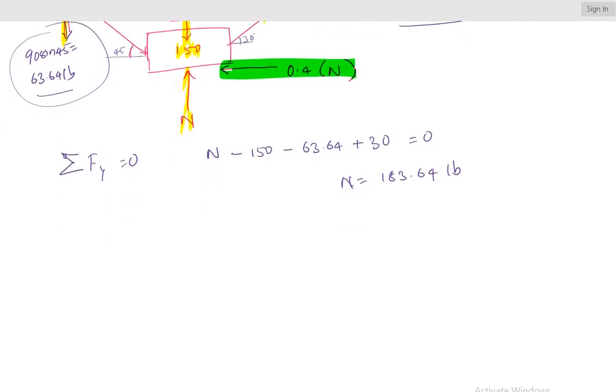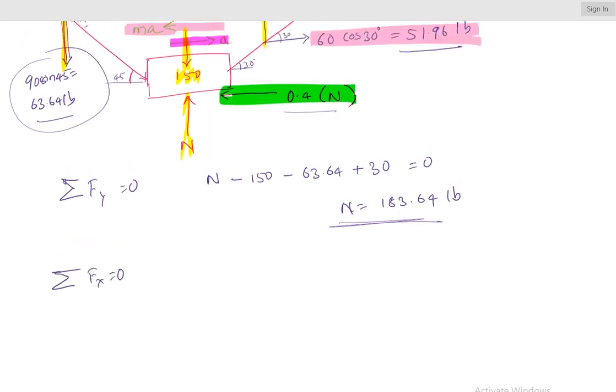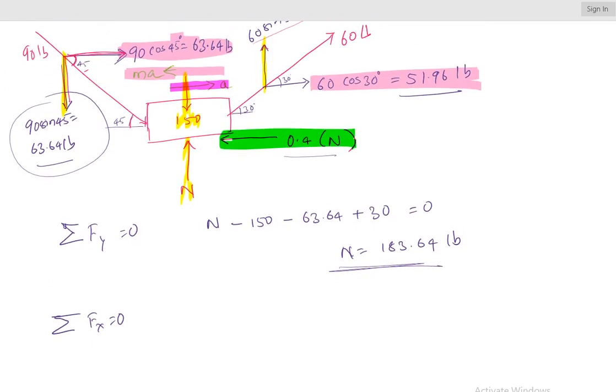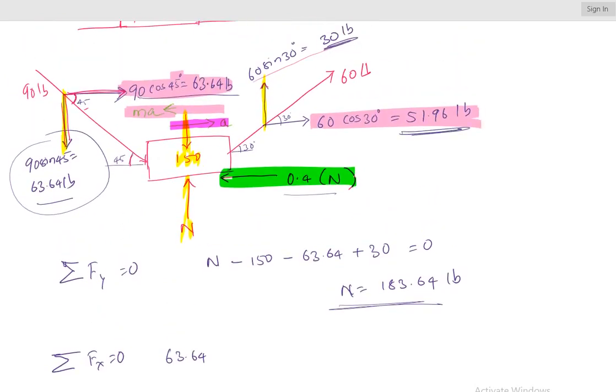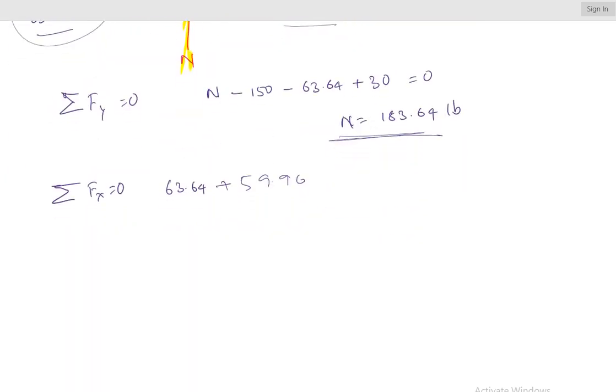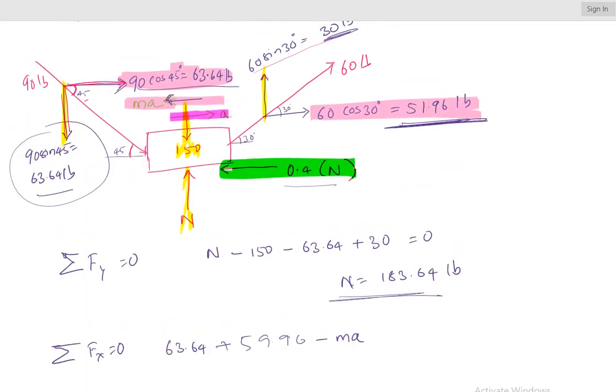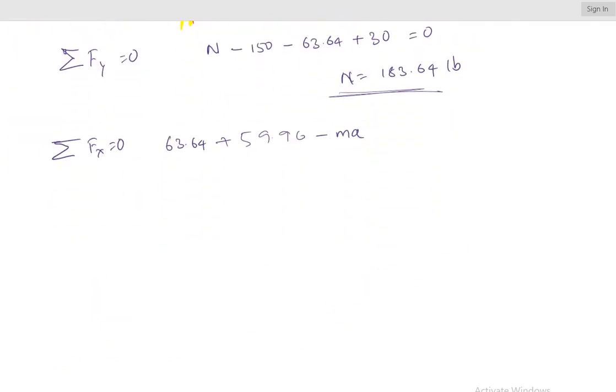Okay, so now as you can see, as soon as we have N, we have this coefficient, we have the frictional force. Okay, same thing, sigma Fx is equal to 0. We have this 63.64 going to the right, so I'll take that as positive, 63.64 going to the right. This is also going to the right, the 59.96, so I'll say plus 59.96. The MA is going towards the left, so that would be minus MA, and the frictional force is also going towards the left, so minus 0.4 times N is equal to 0.